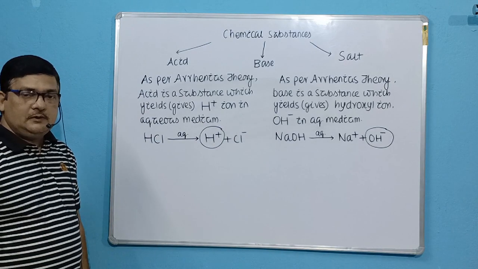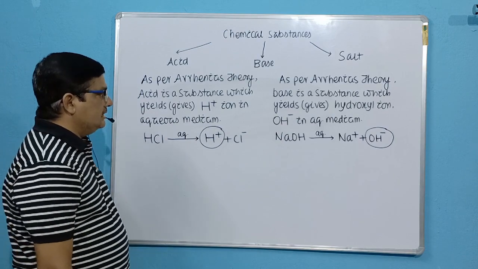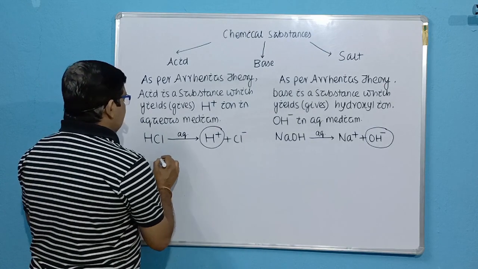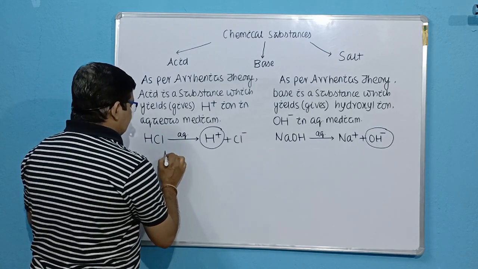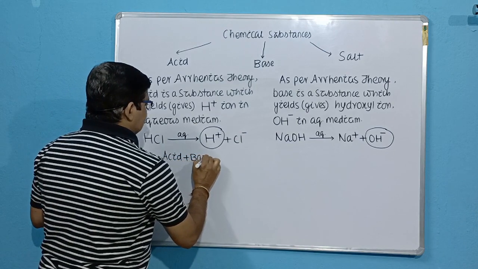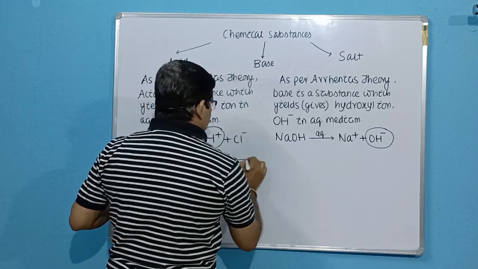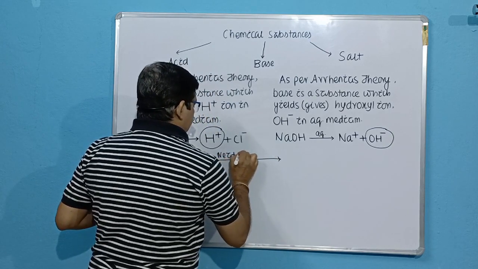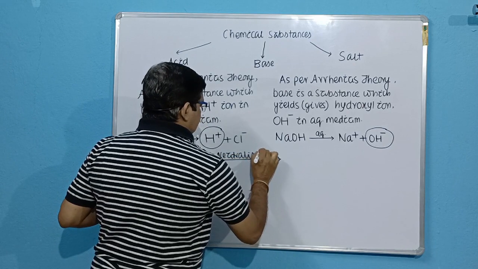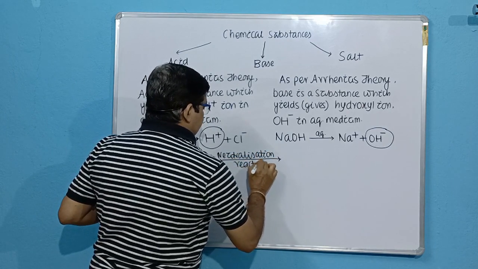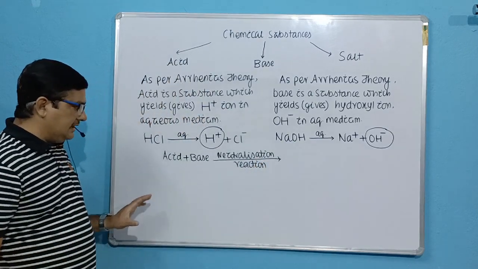Then what is a salt? Let us know what is a salt. Whenever an acid and base are added, that is called neutralization. Acid plus base, that reaction is known as neutralization. The reaction between an acid and base is called neutralization reaction.